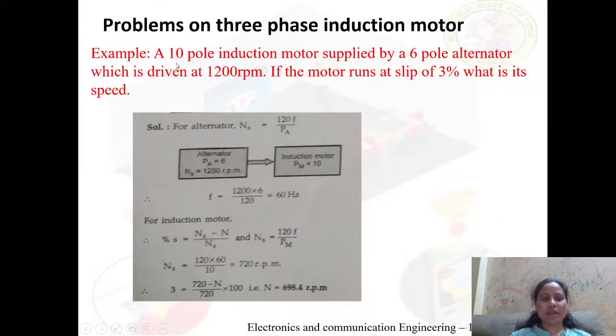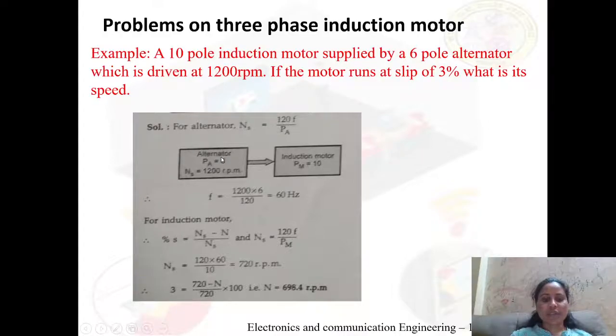They are telling that a 10-pole induction motor is supplied by a 6-pole alternator. So we need to consider the cascade connection of the motor and the alternator. So the alternator actually supplies to the induction motor. So let us take alternator first and then the induction motor.